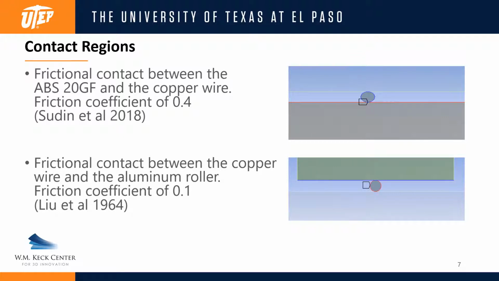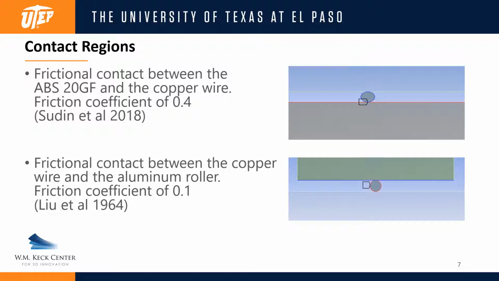After getting the geometry on Design Modeler, now we move to the model portion, which is the mechanical setup, where I assigned a specific material for each individual component. Again, for the roller it was aluminum, for the copper wire it was copper alloy, and for the 20% ABS glass field, I had to create a new material where I added the properties that I showed from the paper.